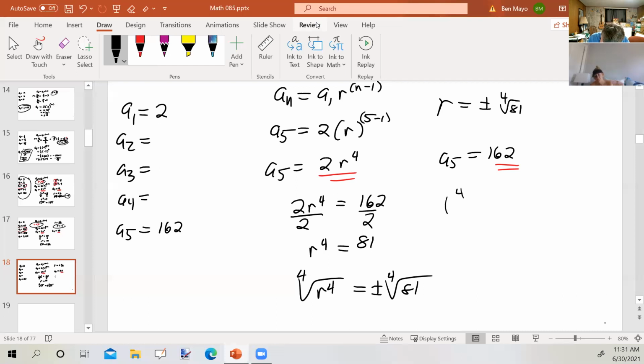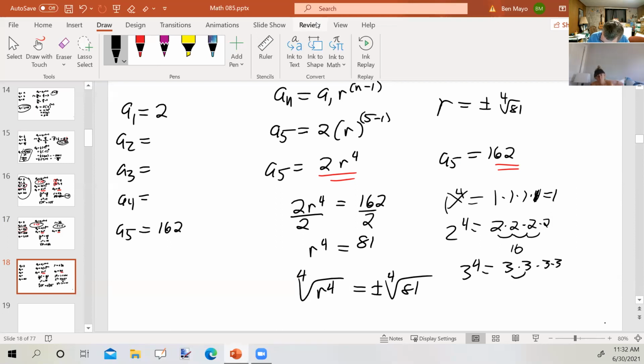Let's see. 1 to the fourth power is 1 times 1 times 1 times 1 times 1, which is 1. So that's not right. 2 to the fourth power is 2 times 2 times 2 times 2. 2 times 2 is 4, times 2 is 8, times 2 is 16. That's not right. How about 3 to the fourth? 3 times 3 times 3 times 3, 9, 27, 81. Oh, so r equals 3, but it could also equal -3, couldn't it? Because -3 to the fourth power would be +9, -27, +81. Okay. So what I'm coming up with is that r could be +3 or -3.